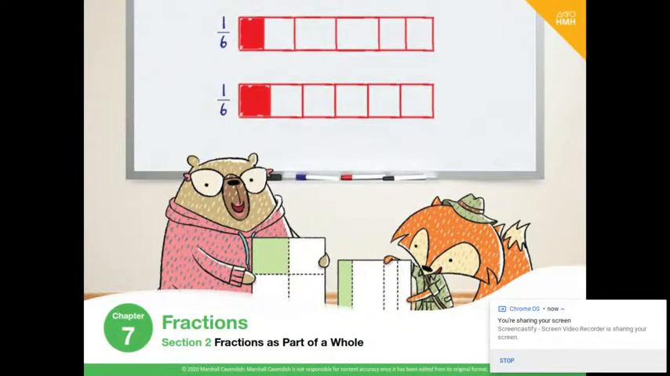Today, we're going to talk more about fractions as part of a whole. We've already learned that a fraction is a number that names equal parts of a whole. We learned what a unit fraction is. A unit fraction has a 1 as the numerator. It names one part of the whole. And we learned how we can use models to represent unit fractions.